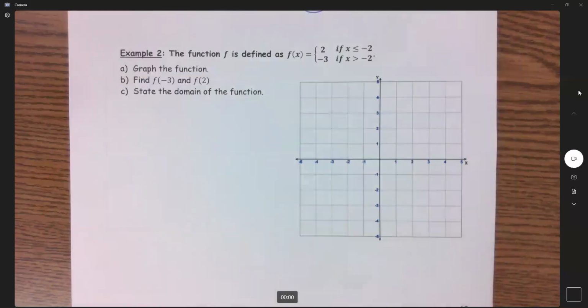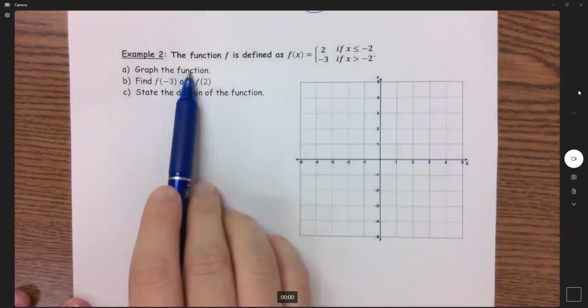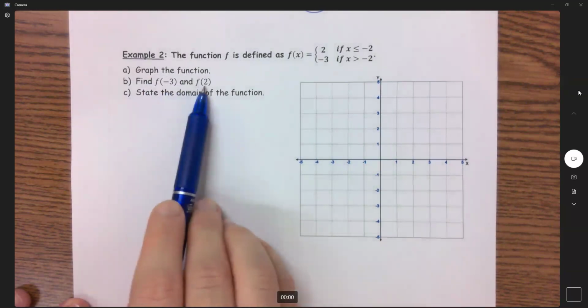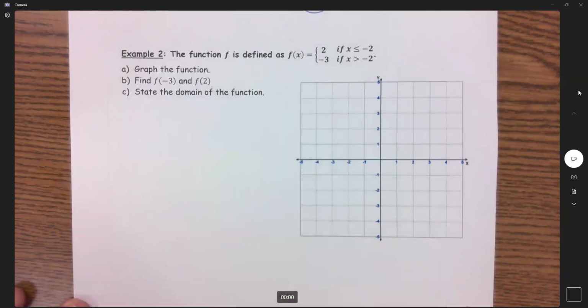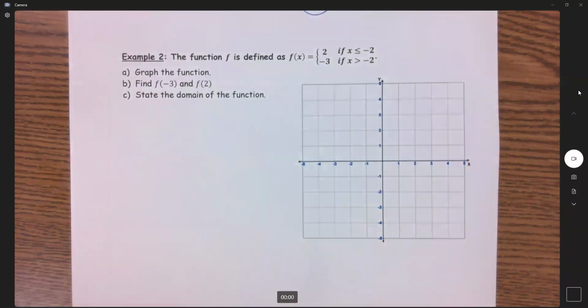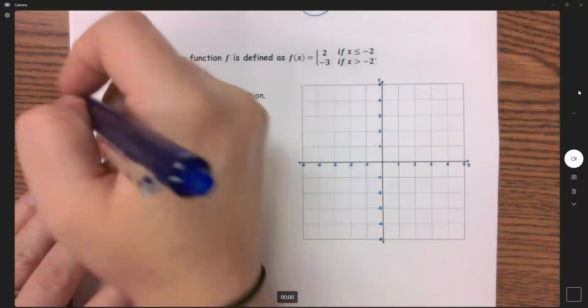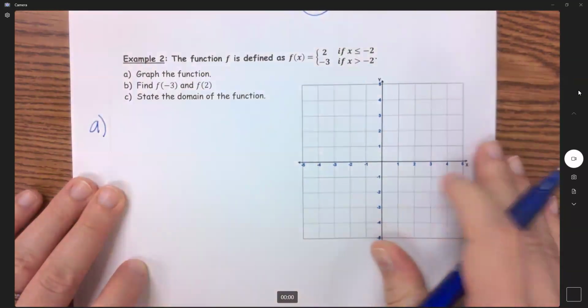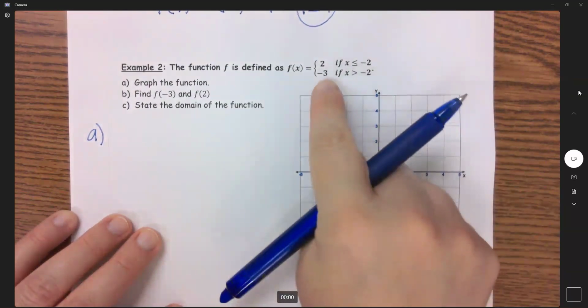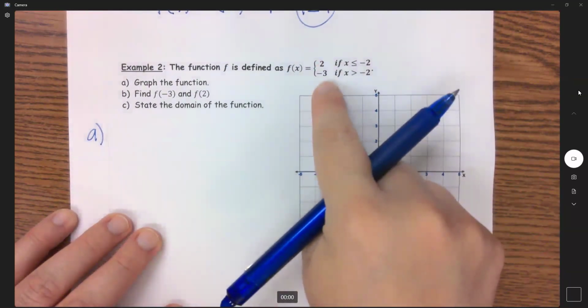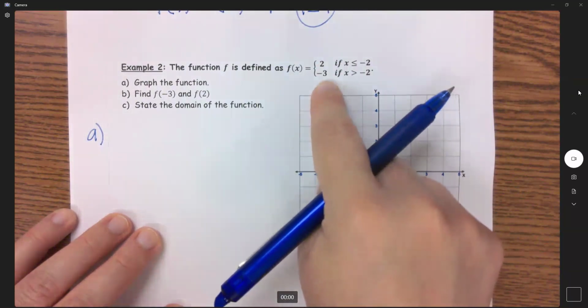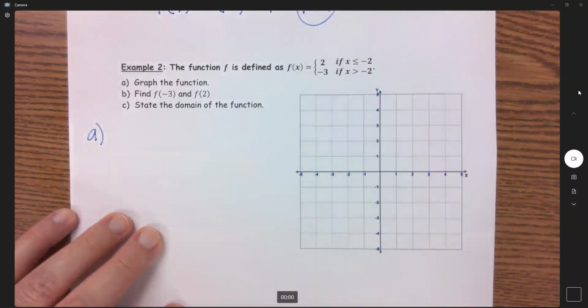On example 2, we're going to start graphing piecewise defined functions. And then after we graph, we need to find f of -3 and f of 2, and then state the domain of my function here. Okay, so for graphing for our part A, what we need to do is first make tables for our two equations. Now our two equations this time are just horizontal lines.